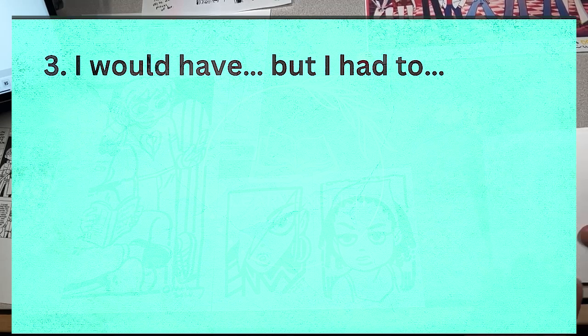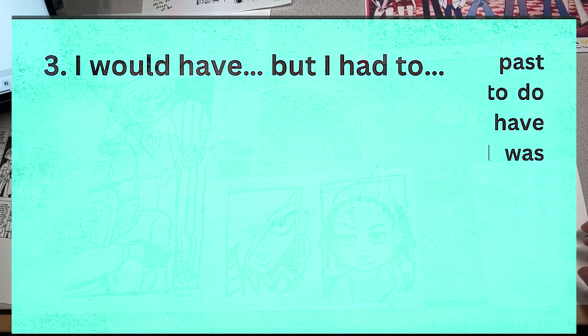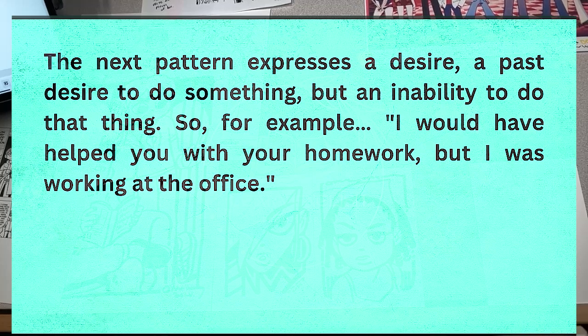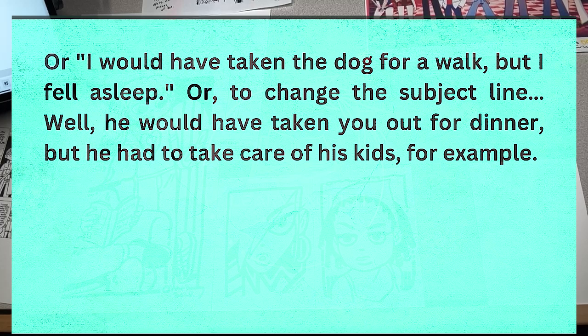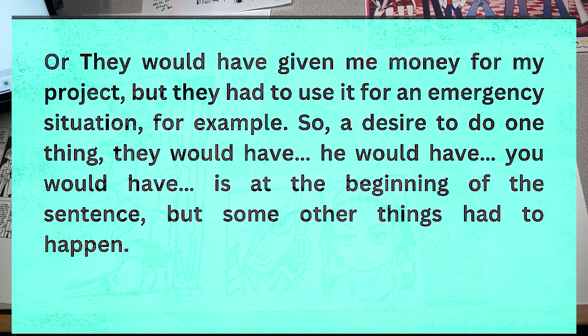3. I would have, but I had to. The next pattern expresses a past desire to do something, but an inability to do that thing. So, for example, I would have helped you with your homework, but I was working at the office. Or, I would have taken the dog for a walk, but I fell asleep. Or, to change the subject, he would have taken you out for dinner, but he had to take care of his kids, for example. Or they would have given me money for my project, but they had to use it for an emergency situation, for example.